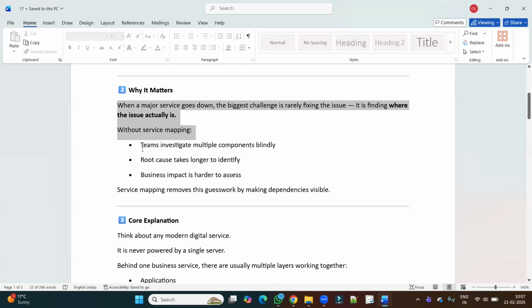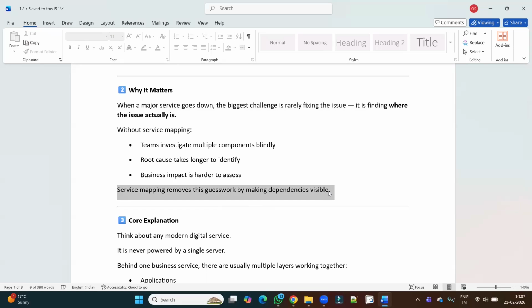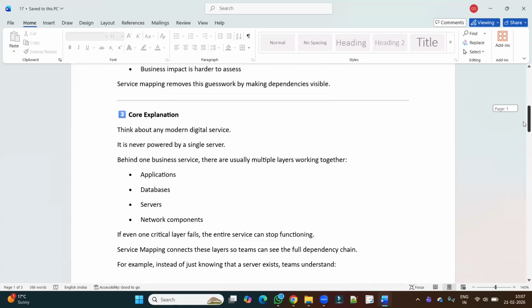If it is not there, you know all these things. We discussed already. So service mapping removes this guesswork by making dependencies visible. Yes, when we have the service mapping, everything is in front of us. We easily see the dependencies between CIs which are providing this business service, or which are responsible for it. That's why the guesswork is very little. It takes very little time to find the faulty component and do some corrective action.